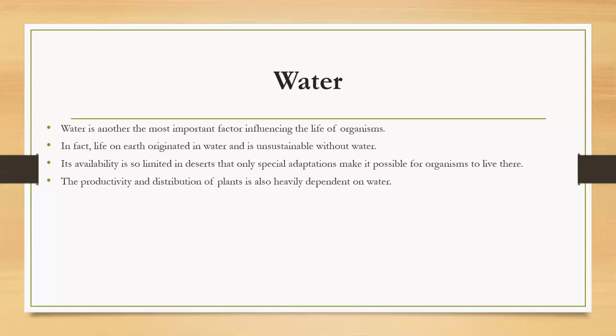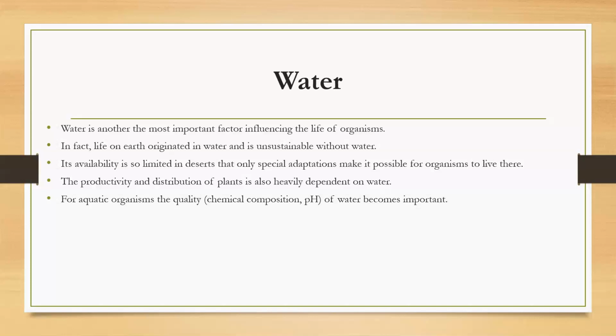Particularly in the case of plants, the productivity and the distribution of plants definitely depend on the availability of water. Then what about the aquatic organisms? The plants or animals surviving in terrestrial conditions will definitely face certain problems related to water: scarcity of water, unavailability of potable water. Such problems will definitely be faced by the terrestrial organisms.